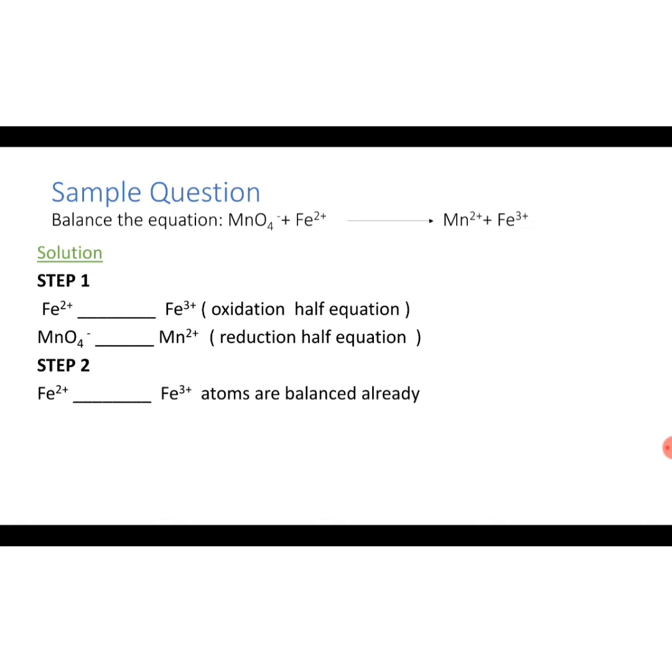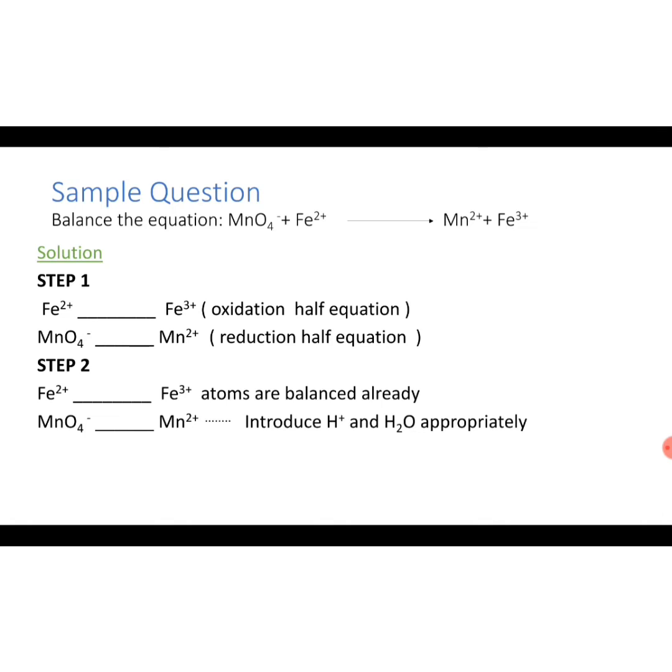The next thing to do is to balance our atoms, like our steps gave us earlier. The second step here is to balance our atoms. Looking at the atom we have here, iron is 1 on the left hand side, and it's also 1 on the right hand side. So we can say that the iron atoms are already balanced. So we are going to balance the atoms in the reduction half equation. This is where we need to introduce our hydrogen ion and water molecule appropriately.